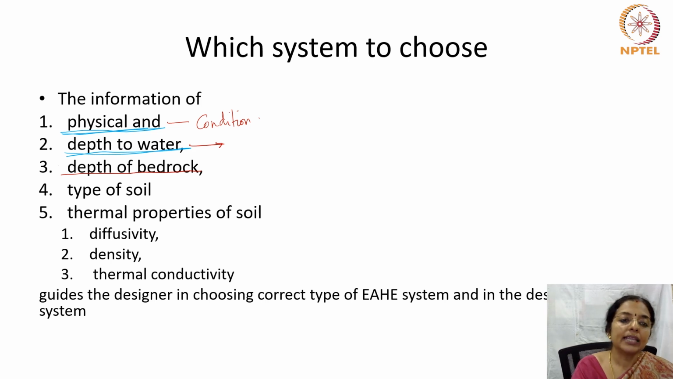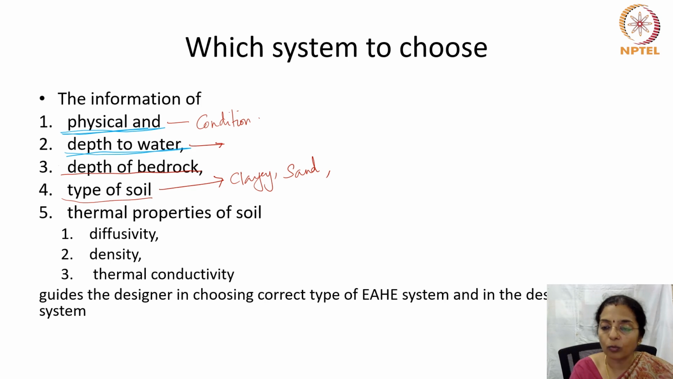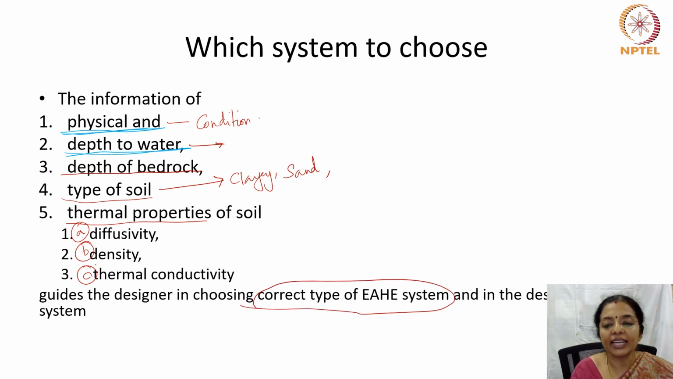pipe? Then we need to understand the type of soil, whether it is clayey, or sandy, or made up of murram, or what is the nature of the soil. We should understand the thermal properties of the soil, such as its diffusivity, the density of the soil, the thermal conductivity of the soil. All these will guide the designer to choose the correct type of earth air heating equipment system. And based on that, he will be able to design this system.